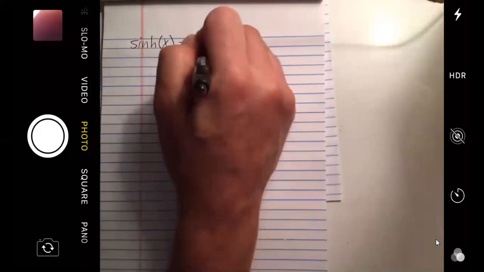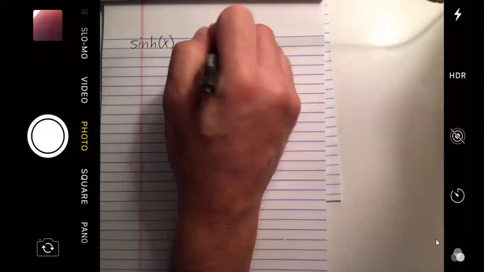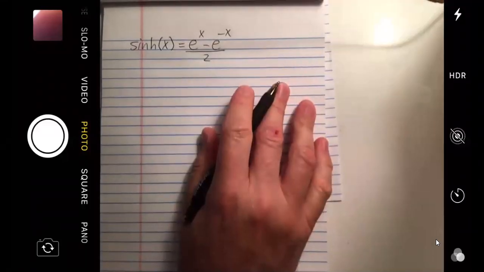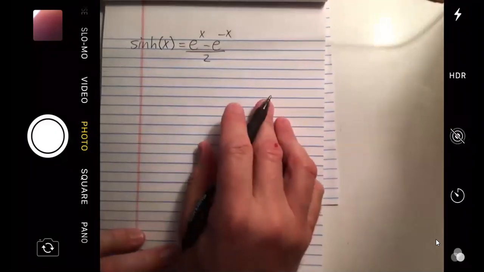So what they put resembling the sine, they call it sinh of x, and it's e to the x minus e to the negative x, divided by 2, even though there's no practical use for it that I have any idea about. The one I just showed you, they call the cosh.